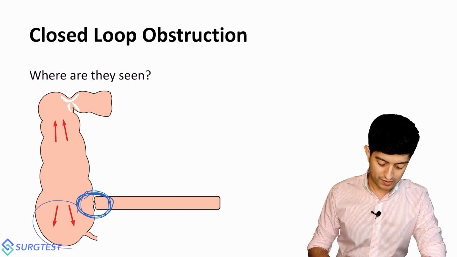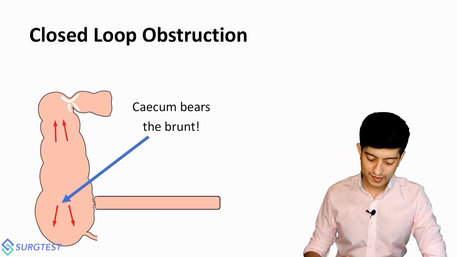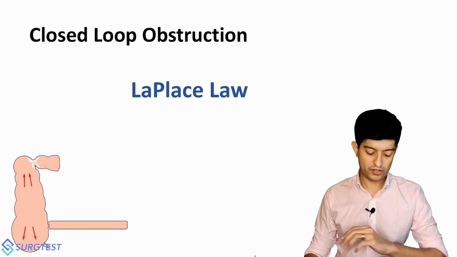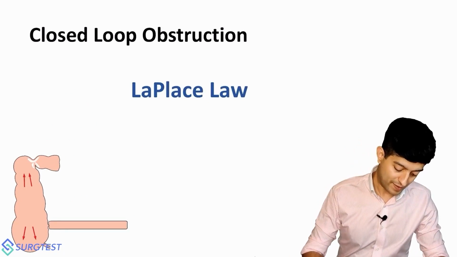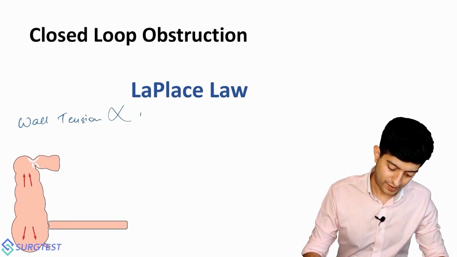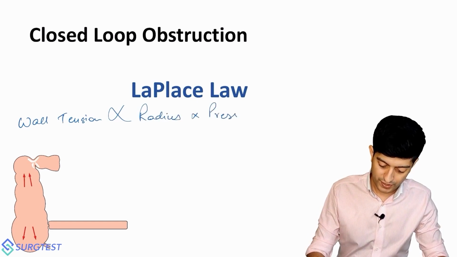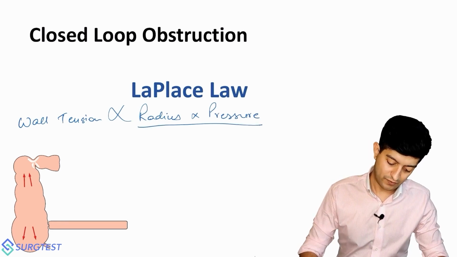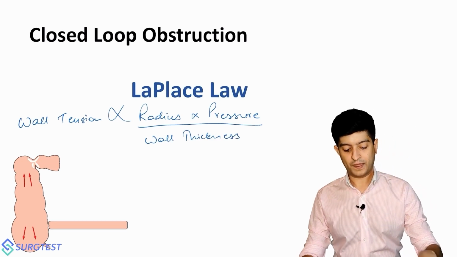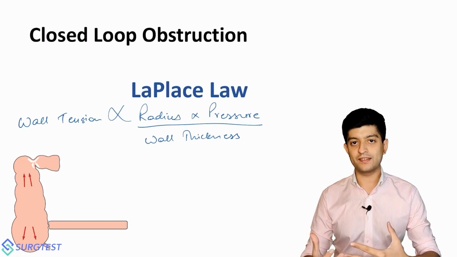And in most situations, it is the cecum that lands up bearing most of the brunt. And there is a particular reason why. Think back to what we learned in our 10th and 12th standards way back in school and college. There's something called the Laplace law that states that wall tension is directly proportional to the radius of the container and to the pressure within it, and is inversely proportional to wall thickness. Now, let's talk about this. Wall tension will essentially be a predictor as to when this area is going to perforate, right?